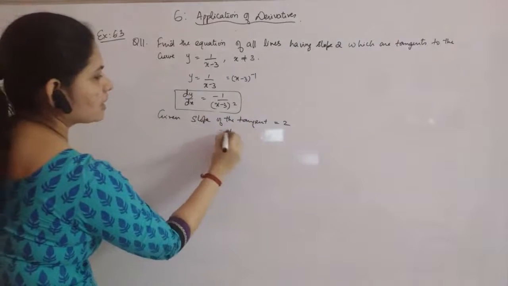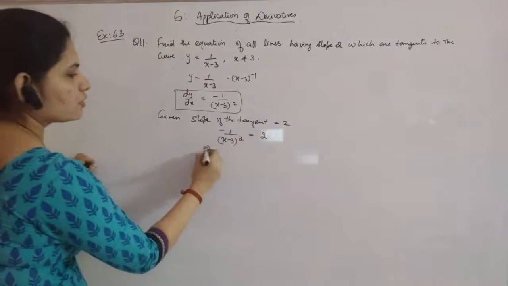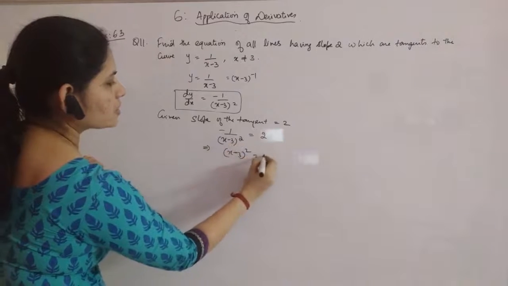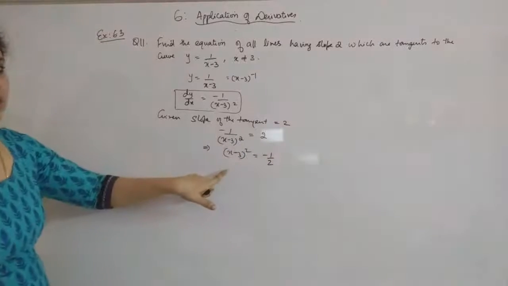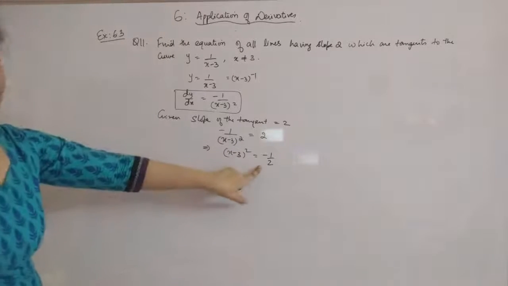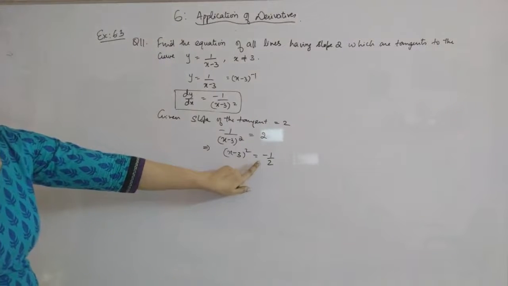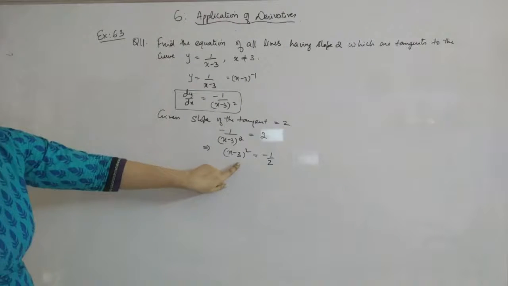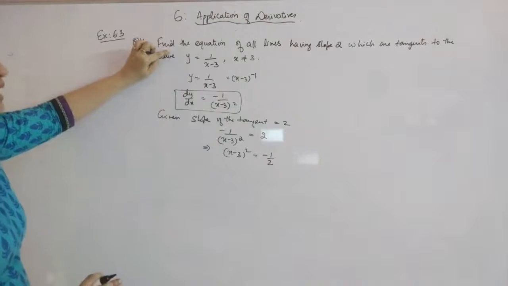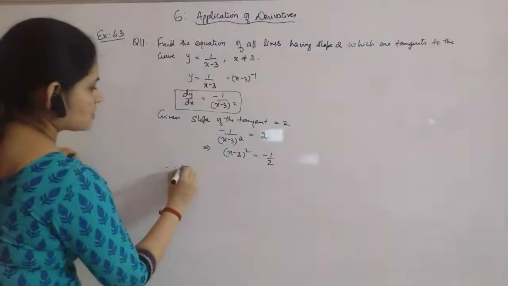So you can write minus 1 by x minus 3 the whole square is equal to 2, which will give you x minus 3 the whole square is equal to negative 1 by 2. Now you just see something: the whole square is giving you a negative quantity. Can it happen? This is not possible, right? If you are taking the whole square, you should get a positive quantity, but here you are getting a negative quantity, which means this is not possible. That means there is no line having slope 2 which is tangent to this curve.